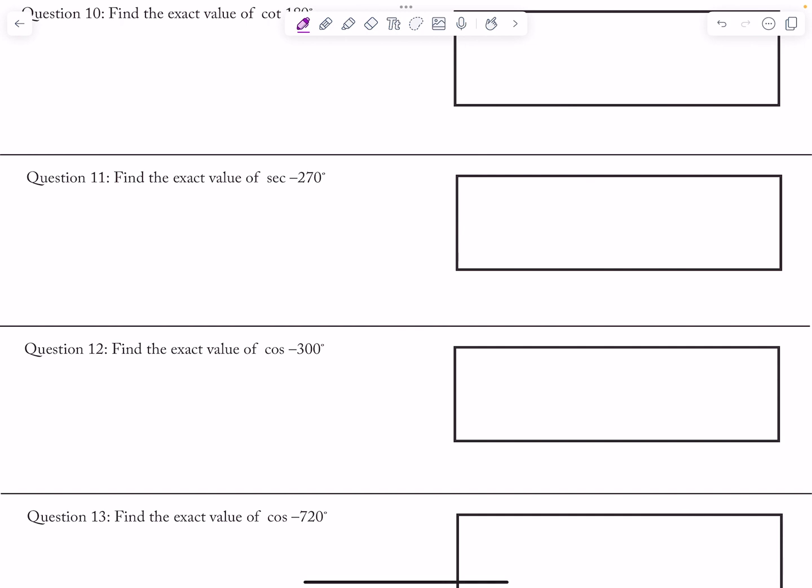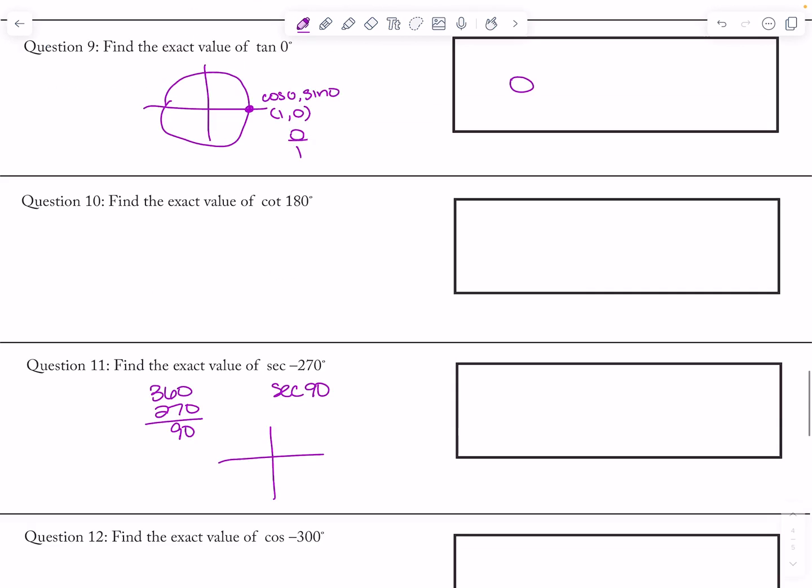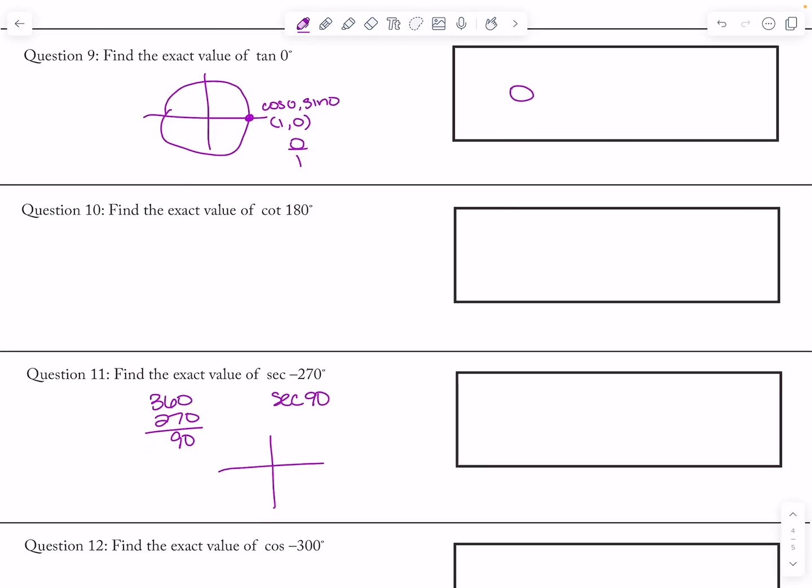Secant of negative 270 degrees, so 360 minus 270 is 90 degrees. So this is the secant of 90 degrees. Again, when I draw my circle, and I could use my circle above, 90 degrees is up here. So that is 0, comma 1. So that's cosine, comma, sine. And I want a secant. So secant of 90 is 1 over 0, which is undefined.